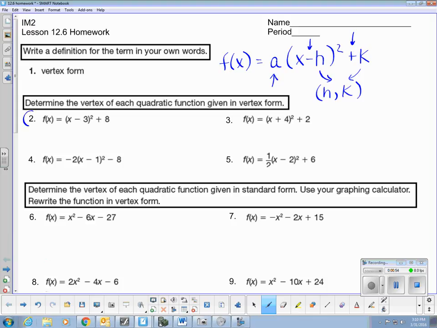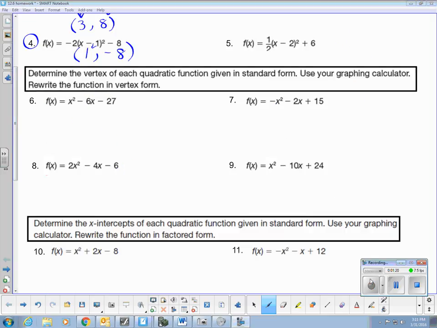So in number 2, if I'm looking for the vertex for this problem, I'm going to take the opposite of negative 3, comma, positive 8. In number 4, my vertex is the opposite of negative 1, positive 1, comma, negative 8. All right, moving to question number 6, I need to use my graphing calculator.